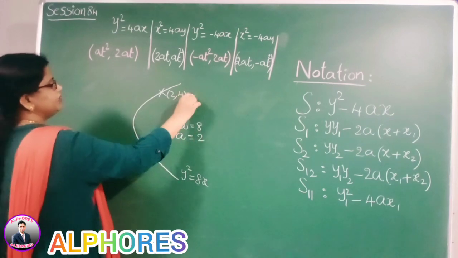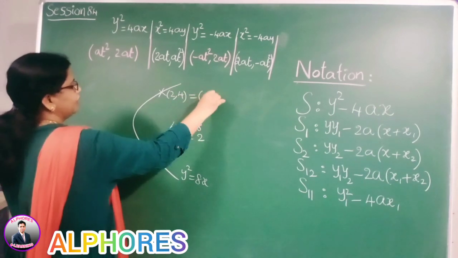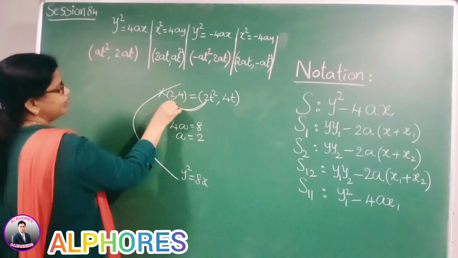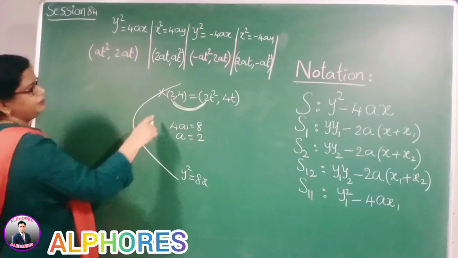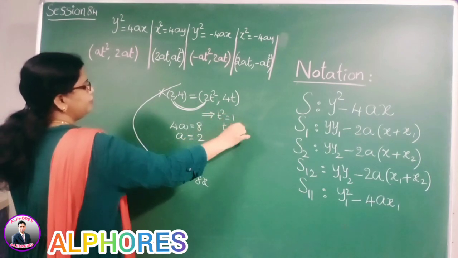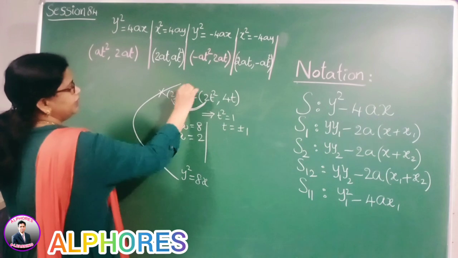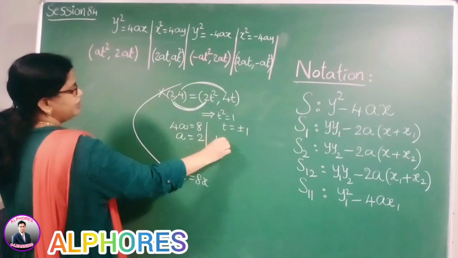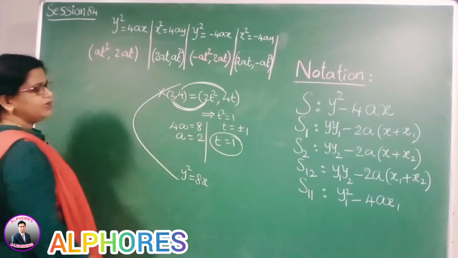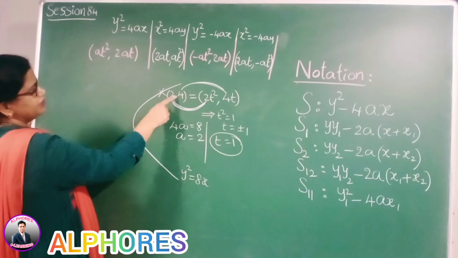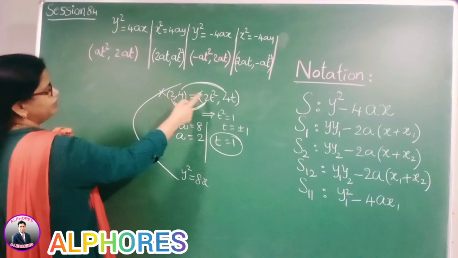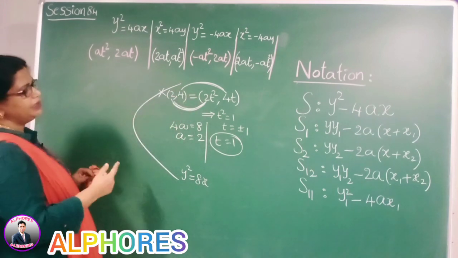That implies this is nothing but in the form (2t square, 4t). If you equate these two values, you have to observe carefully. If you equate these two values, that implies t square is 1 and hence t equal to plus or minus 1. Whereas if I equate these two values, you are going to get t equal to 1. Now what is the common value from these two? It is t equal to 1. Therefore, in this case, you have to take the t value as 1.